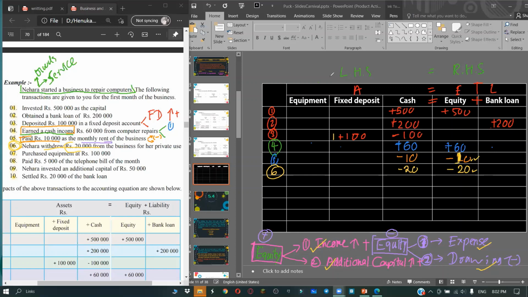Yes Ravi, yes. So purchased equipment at 100,000. Purchased, right? We have already purchased 100,000. So equipment is also an asset of our business. 7th one. Equipment will be increased and our cash asset will be decreased.